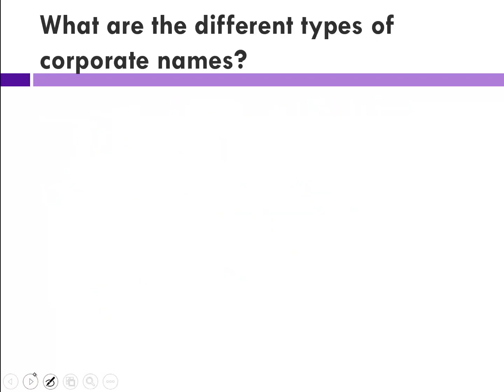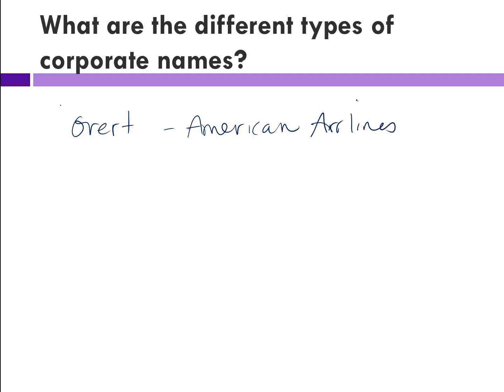What are the different types of corporate names? And we have 4 different types of names. We have the overt names, which really just tell what the company does. So American Airlines would be a good example of that. You can tell right from that company name what type of business that is.